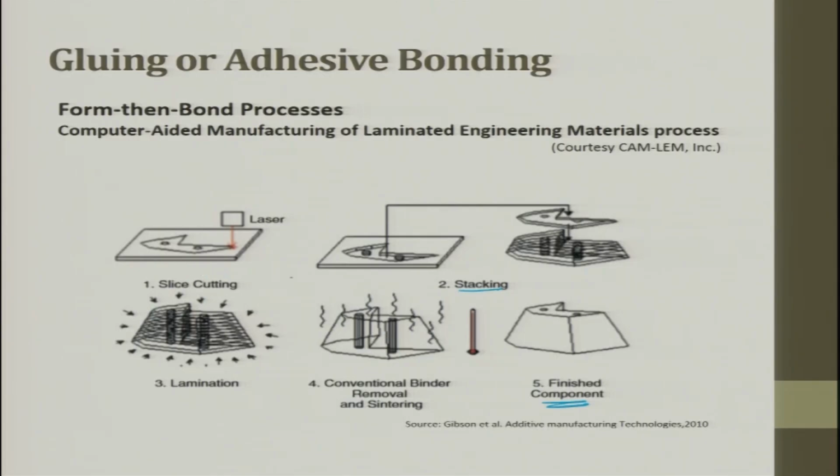So, we cut and keep the slice, then stacking, and this alone is removed and placed. All these things are consolidation happening here. This lamination is consolidation, then debinding, and then the finishing part. So, this is form then bond, which is different from bond then form.